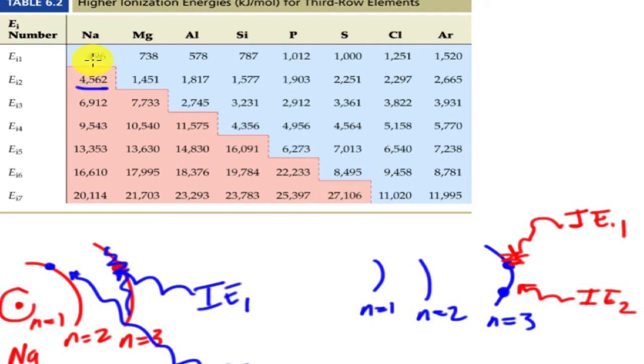So this would be the first electron, which is easy to move, first and second electrons, which are easy to move, and notice the third one, huge increase. First, second, third, and then boom, a huge increase. And that is multiple ionization energies.